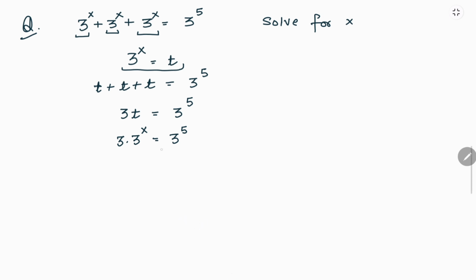Okay, now if you see this thing, this is 3 raised to power 1 and this is 3 raised to power x. Since the base is same here, we will add the power. 3 raised to power x plus 1 is equal to 3 raised to power 5, right? So this will become, since the base is same, I will equate the power. x plus 1 is equal to 5 and x will be equal to 4, which is our answer, and we are done. So I hope you understood this.